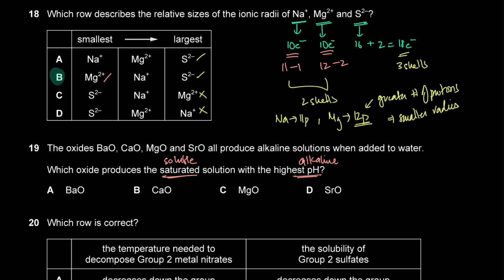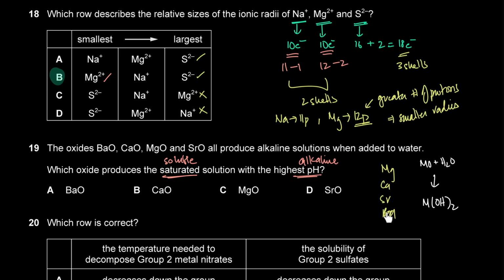The solubility of the group 2 oxides increases down the group. So we have magnesium, calcium, strontium, and barium. Down the group, the metal oxides react with water to form the metal hydroxide, and the greater the solubility, the greater the concentration of the hydroxide in aqueous solution.